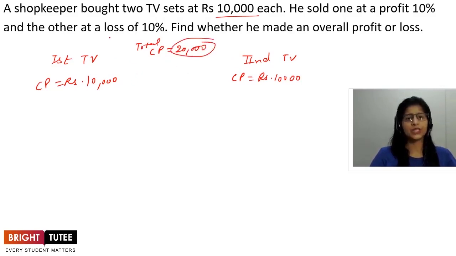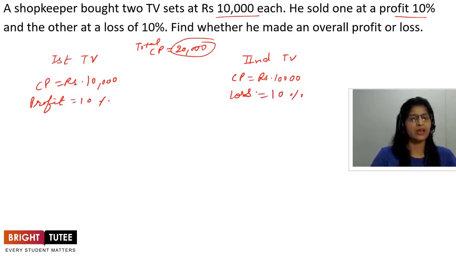Clear? Now they're asking that he has sold one at a profit of 10%. So let's say this is at a profit of 10% and this is at a loss of 10%, the same thing. We have to tell the overall profit or loss, what he has made, right? How much they're not asking, they're just asking whether he is at a loss or a profit. So what we will do, we could find out 10% of 10,000 and then we can similarly add and subtract according to the profit and loss.